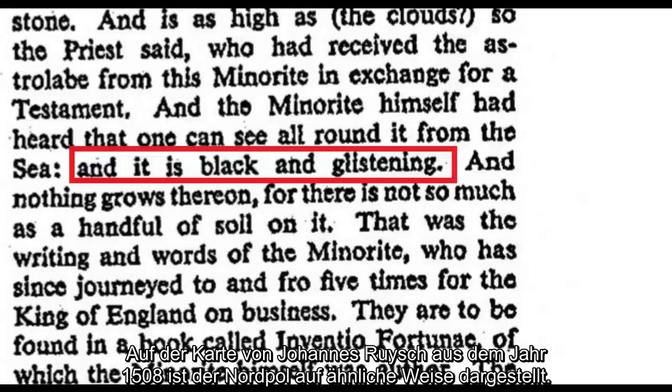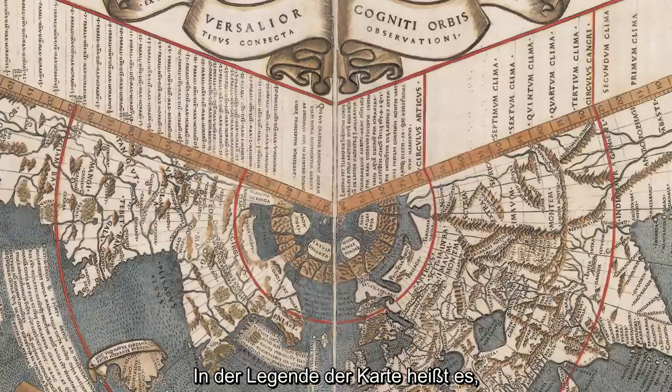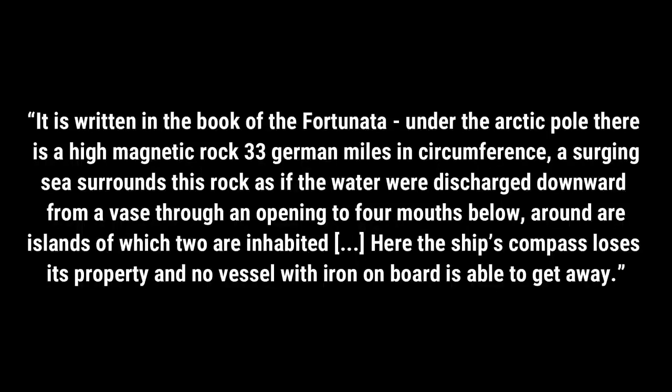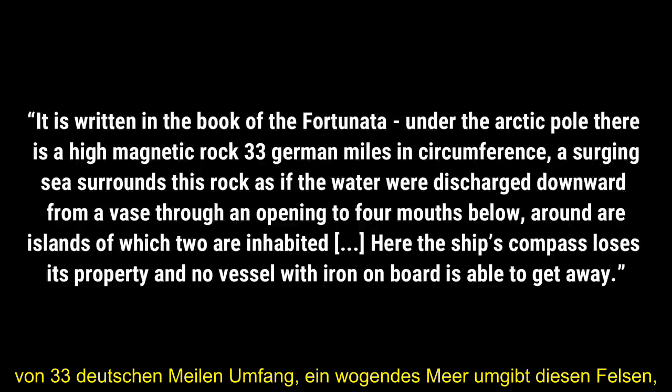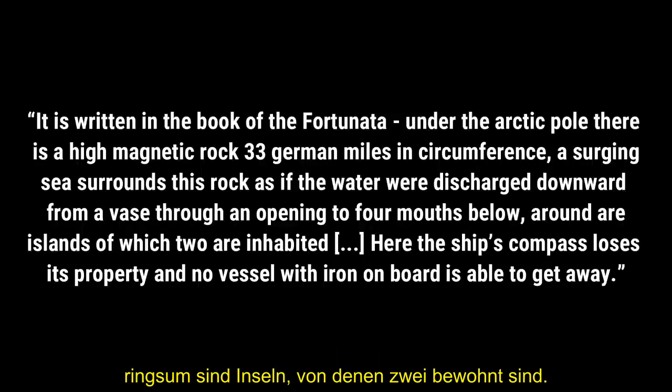In Johann Ruysch's 1508 map, the North Pole is represented in a similar manner, and the map's legend states, "It is written in the Book of the Fortunata, under the Arctic Pole there is a high magnetic rock, 33 German miles in circumference. A surging sea surrounds this rock as if the water were discharged downward from a vase through an opening to 4 mouths below. Around are islands, of which 2 are inhabited.